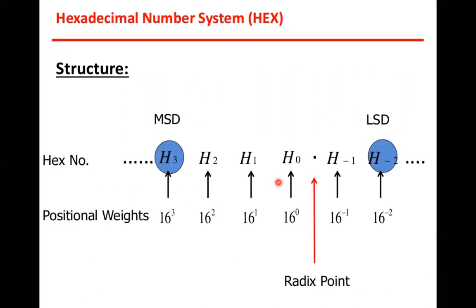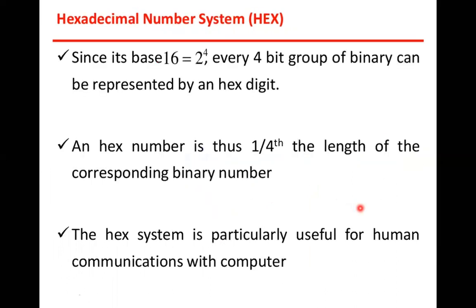Let's see the structure for the hexadecimal system. This is the radix point, and these are the hexa digit positions: H0, H1, H2, H3, H-1, H-2. This is the least significant digit, and this is the most significant digit. Because it has the base of 16, the weights will be 16 to the power of 0, 16 to the power of 1, 16 to the power of 2, 16 to the power of 3, and on the fractional side 16 to the power of -1 and 16 to the power of -2. So this is the structure for the hexadecimal number system.